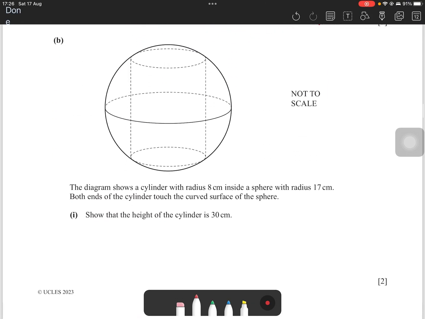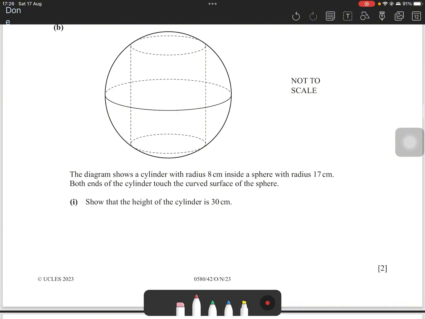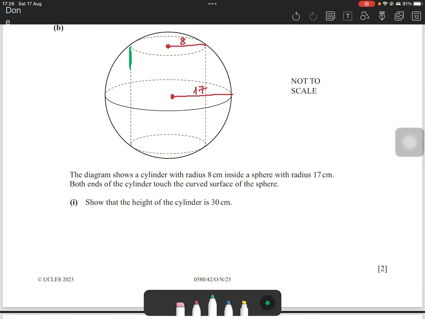B. The diagram shows a cylinder with radius 8 centimeters, and a sphere with radius 17 centimeters. Both ends of the cylinder touch the curved surface of the sphere. 1. Show that the height of the cylinder is 30 centimeters. The height of the cylinder is this one. We need to show that it is 30 centimeters.